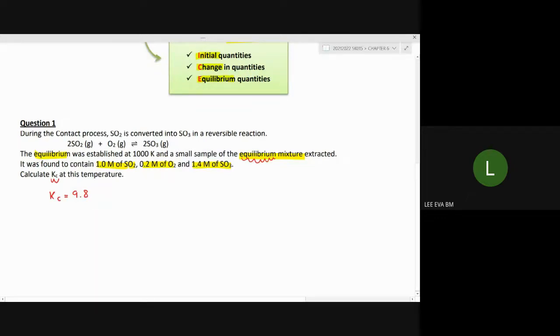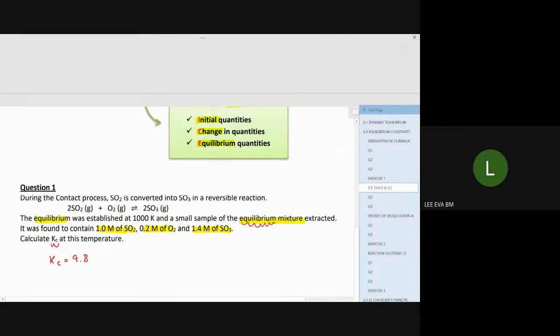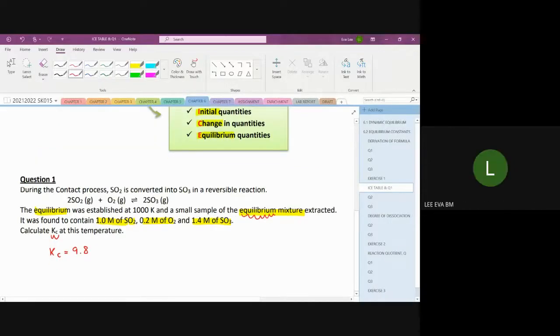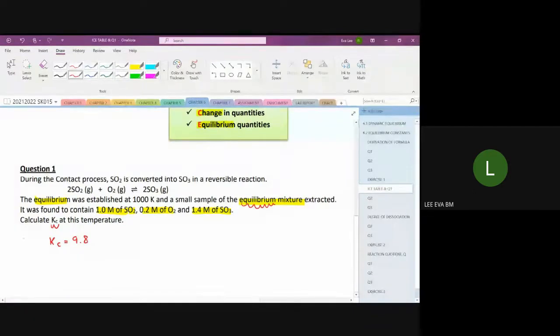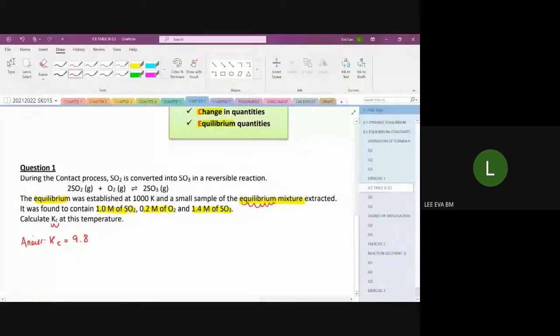Okay, so we proceed to scenario 2. Madam, yes. Where did the 9.8 come from? Awak kena kira lah. Madam bagi jawapan, awak kira sendiri. This one is your answer. Hazim kena kira sendiri. Is that okay, Hazim? Okay, madam.